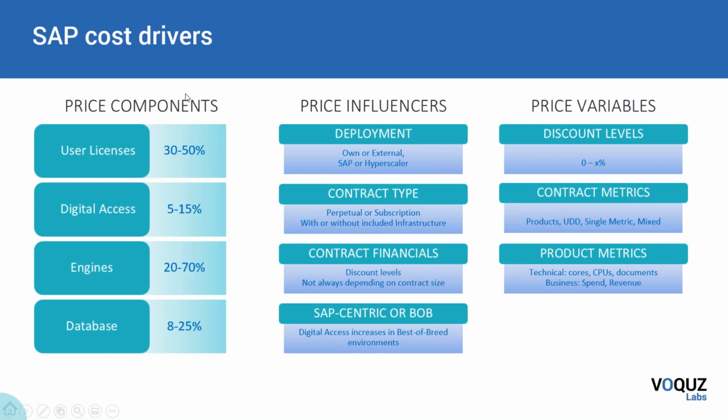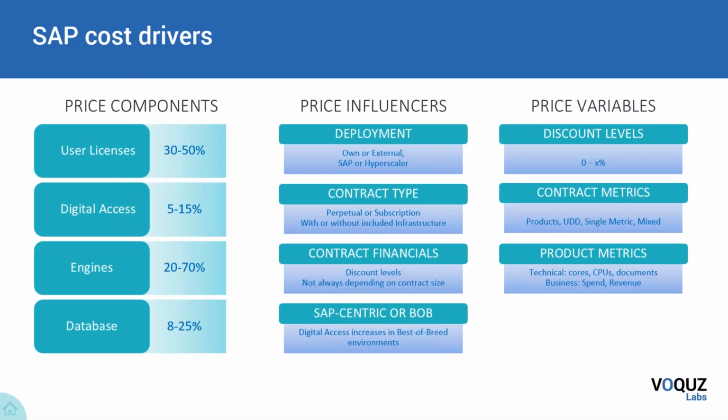So if we look at this, let me just talk through each of these elements. We have three main elements on the slide shown here: the price components, the price influences, and the price variables. In terms of the price components, this is really what your license contract is made up of. It's made up of user licenses. These are named user licenses, and they can account for between 30 and 50% of your contract. From a digital access perspective, you need to measure indirect or digital access.